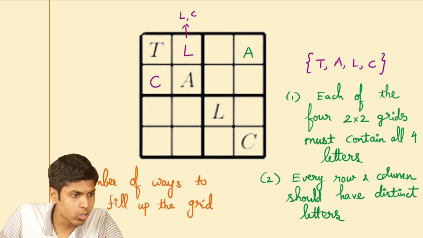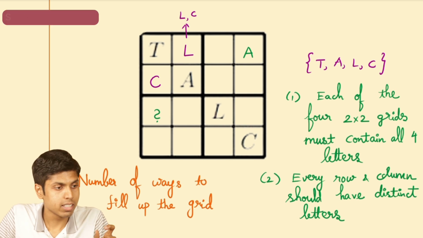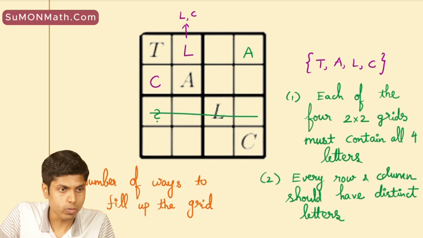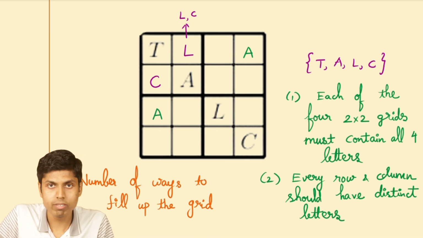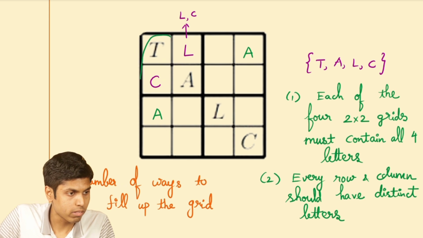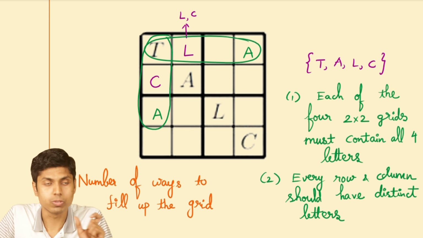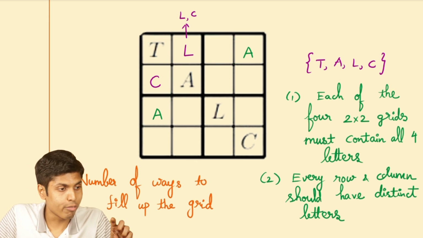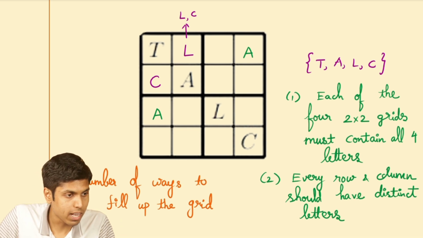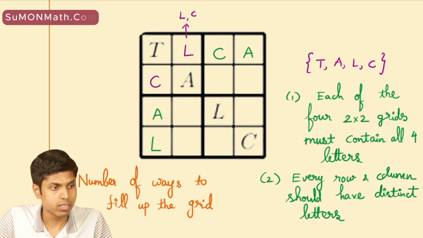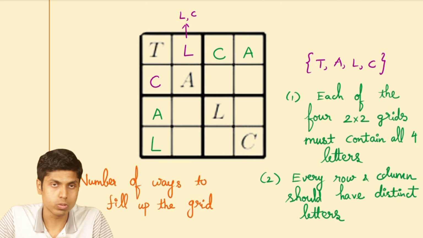Similar argument goes here. T and C are already done and L is also present in the corresponding row. Hence, we will fill this up with A. Now you have 3 elements in the first column and 3 elements in the first row. Therefore, the 4th element must be the one which is not these 3 letters. Hence, it must be L here and C here. So thus we have filled up the first row and the first column completely, and also the first 2x2 grid.